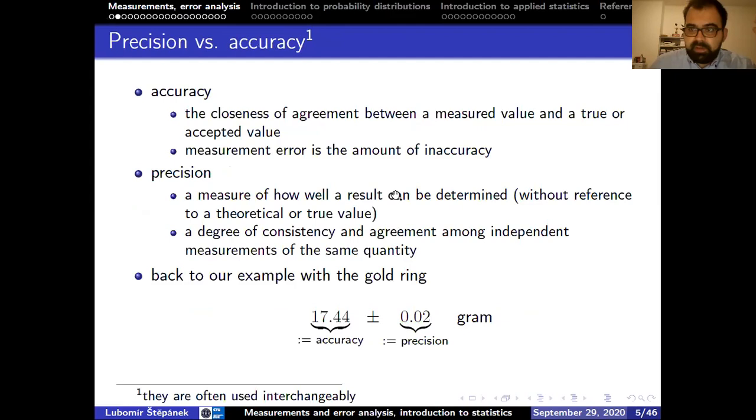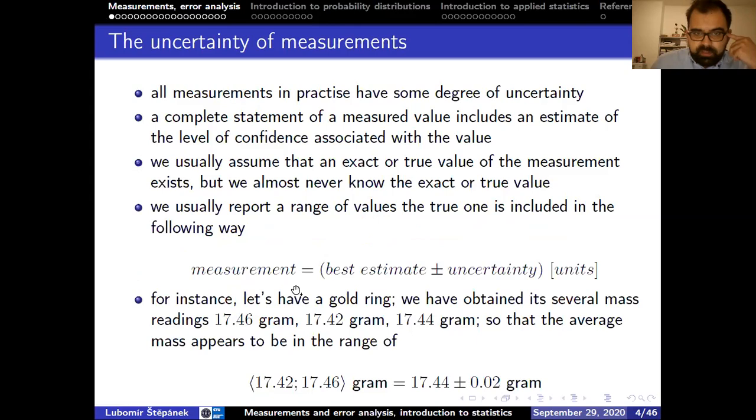So you can see that in case of precision, we are not supposed to know the theoretical value. Yeah, in other words, you can also say that precision is a degree of consistency and agreement among independent measurements, and that's pretty much the same in other words. Yeah. So also degree of consistency.